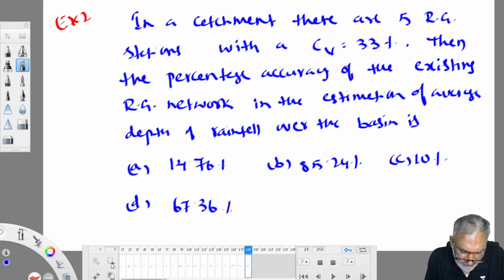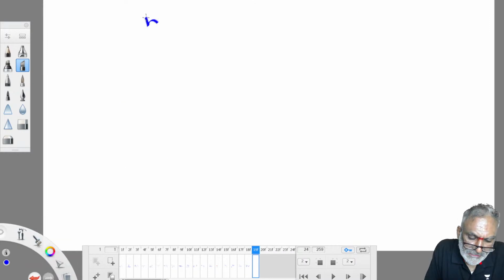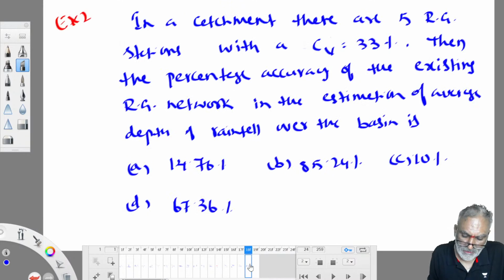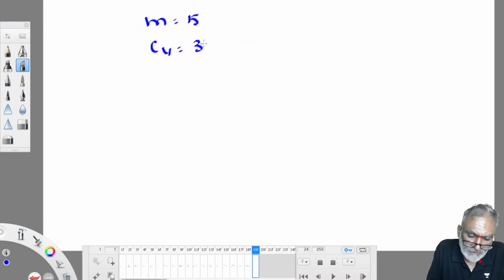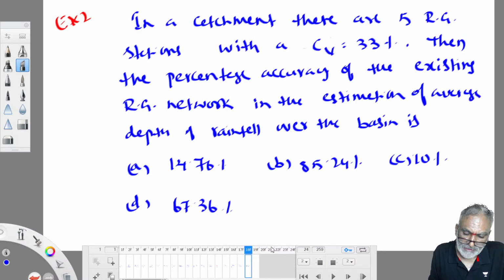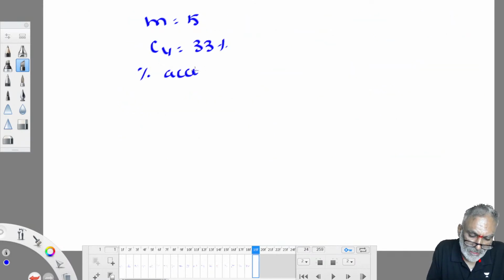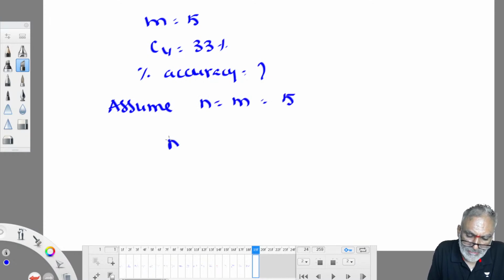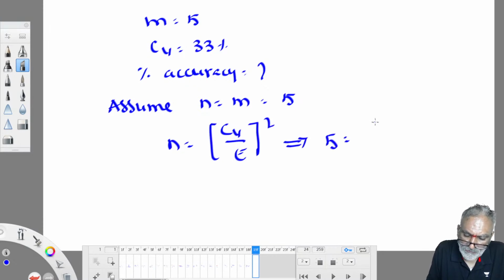What have been asked to find out? Accuracy. So to find out accuracy, what is required? Error is required. So what is given to you? 5 rain gauge stations. So M is given as 5. CV value is given as 33%. For the existing rain gauge network, percentage accuracy of measuring rainfall. So what to do? Assume N is equal to M. Then only you can solve, right? Then N is equal to (CV by E) whole square. So from this you can find out for 5 rain gauges what error you can calculate.